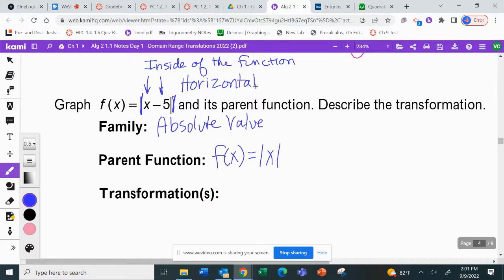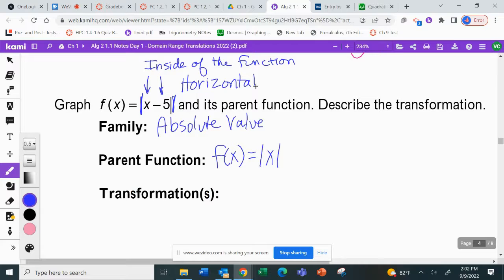It's not going to affect the y values. It's going to affect the x values. On top of that, everything horizontal is tricky. It doesn't make common sense. Remember when we had plus 3 and you all moved up 3 and it made sense? Or we had minus 2 and you all moved down 2 and it made sense, right? This is not going to make sense.